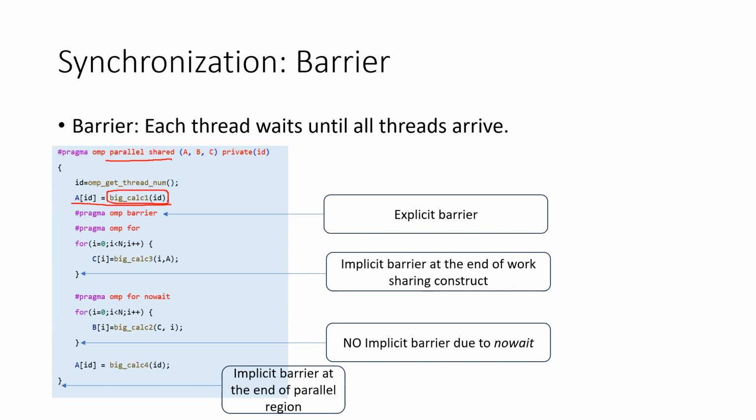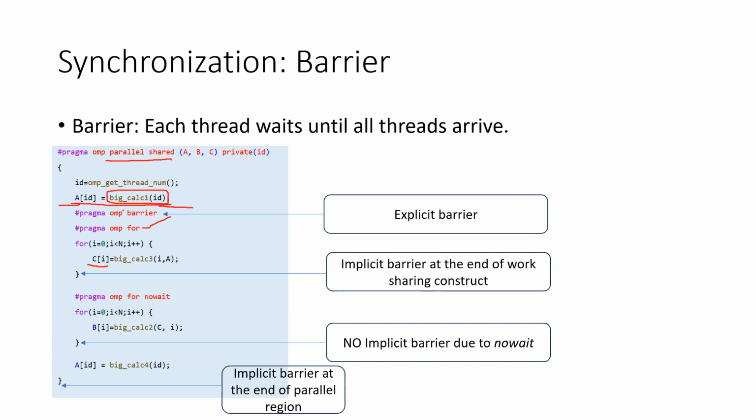But now when you want to do the next operation, C of I, you want that whole A of I to be ready. To ensure that, we need to ensure that whenever we are entering this point, all threads should finish and reach this point, right? This can be ensured by OMP barrier. So this statement will not get executed till all threads in the parallel region execute this big calculation one function call. Clear?